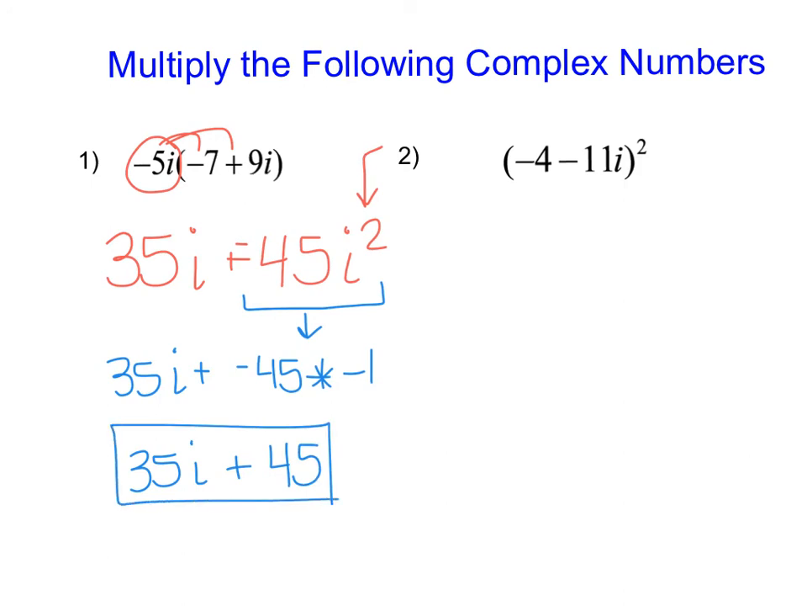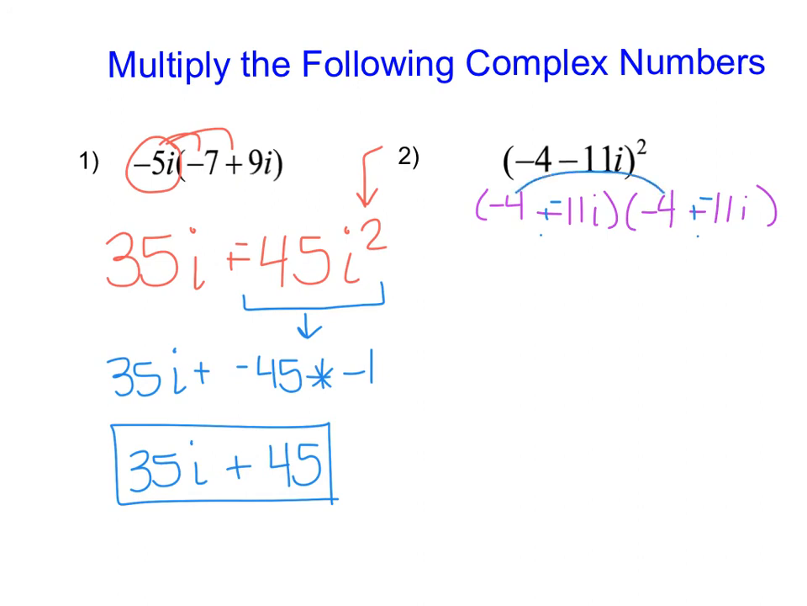Now if we look over at the second example here, we can see we have -4 minus 11i, squared. And as tempting as it is to just square both items inside of those parentheses, we can't do that. This really is -4 minus 11i times itself. So just take the time to write that out so you don't make a mistake. Then from here, I'm going to utilize keep, change, change. And then I'm going to multiply everything in the first parenthesis times everything in the second. I'm utilizing the distributive property.